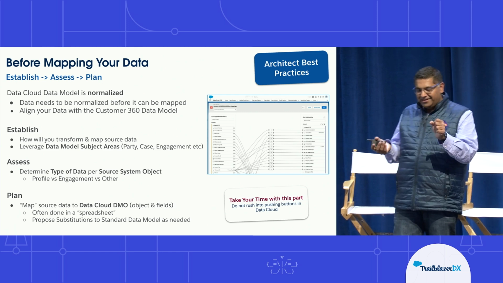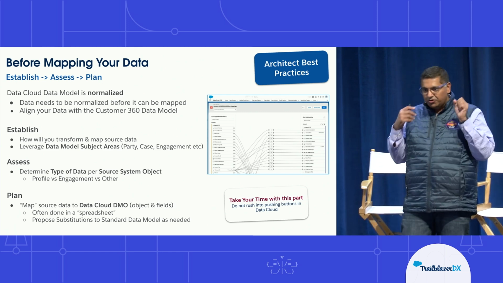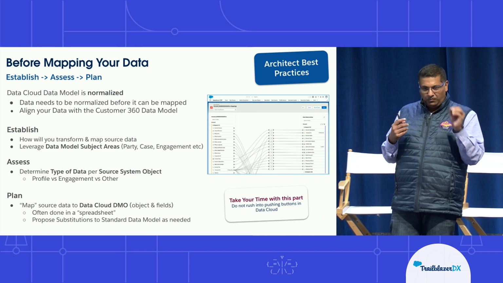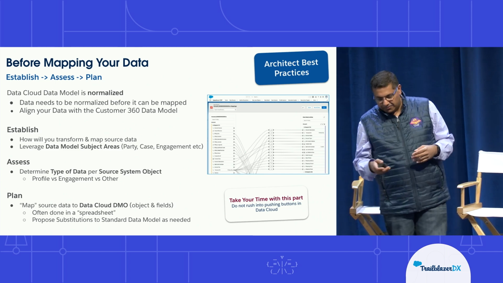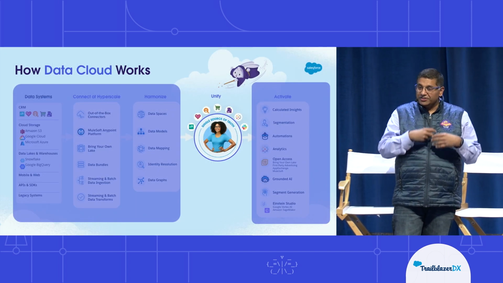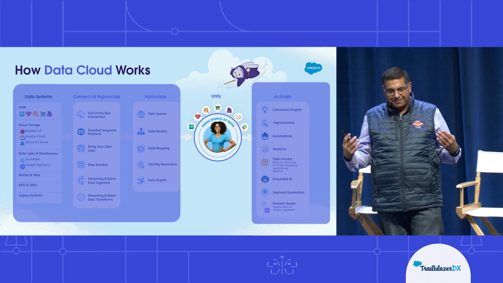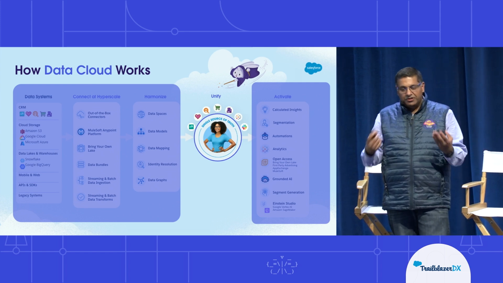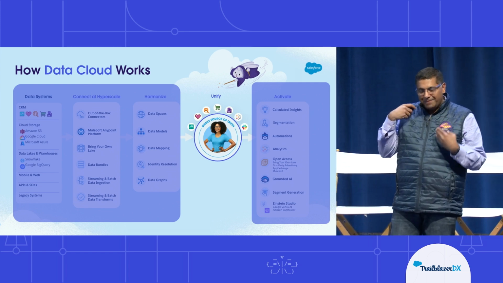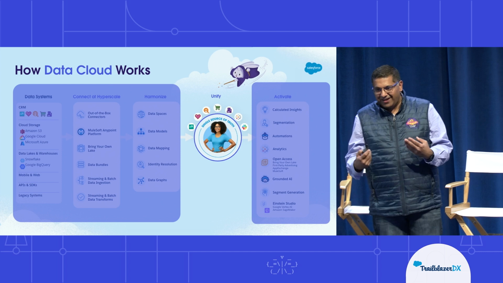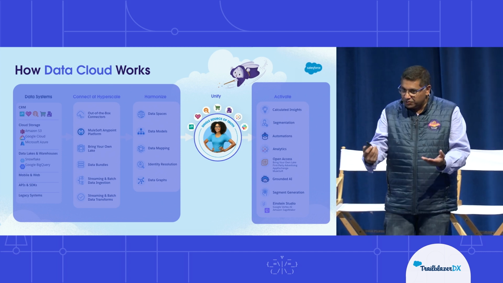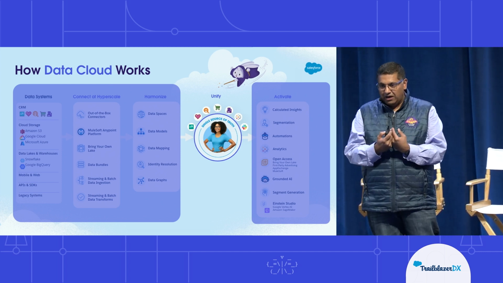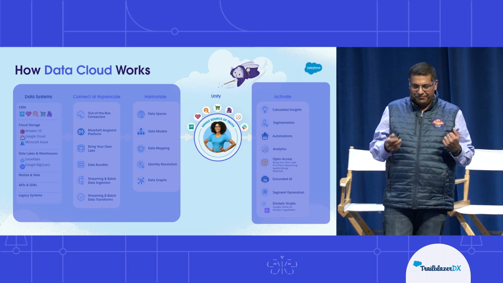My recommendation here is take your time with this part, right? Do not rush into pushing the buttons within Data Cloud. Once you have brought data in and it's been harmonized, now you can start to unify it. Unifying is where, based on the match rules that you specify, you can create your unified individuals or your unified accounts to get that 360-degree view.